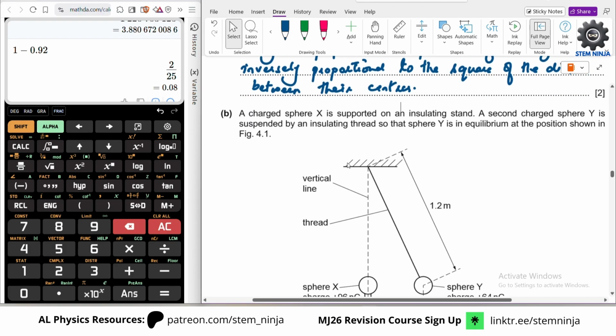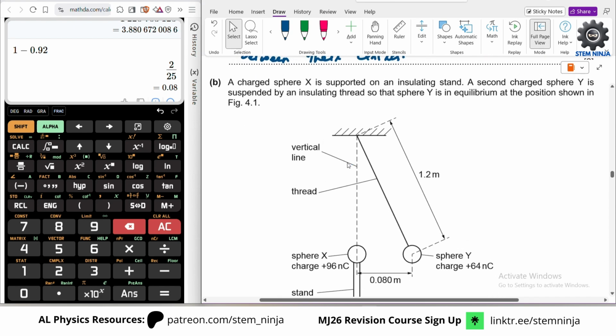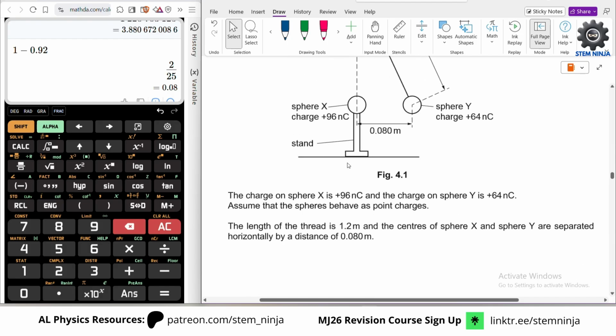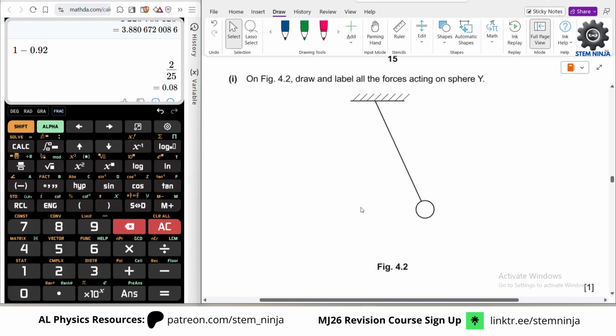Okay. A charged sphere X is supported on an insulating stand. The second charged sphere Y is suspended by an insulating thread, so that sphere Y is in equilibrium at the position shown. The charge on sphere X is plus 96 nanocoulomb. The charge on the sphere Y is 64 nanocoulombs. Assume that the spheres behave as point charges. The length of the thread is 1.2 meters, and the centers of the spheres X and Y are separated by a horizontal distance of 0.08 meters. Okay. On figure 4.2, draw and label all the forces acting on the sphere Y.